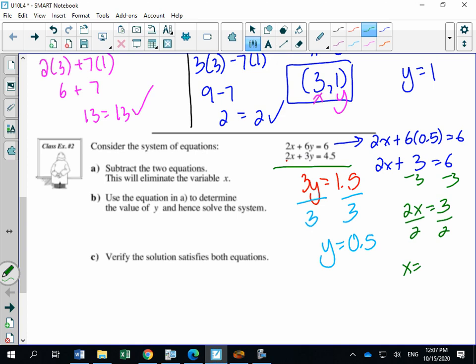Does anybody know what that is as a decimal? 1.5. You're thinking of 2 over 3. Yeah, so this would be 1.5. So my solution as an ordered pair is 1.5, comma 0.5. So out of 5 marks, that would get you 3 out of 5 marks. And then your additional 2 marks would be for verifying. So we're not going to verify. But if you plugged in 1.5 for x and 0.5 for y, in both systems, it would verify. Okay? Okay, flip your page.